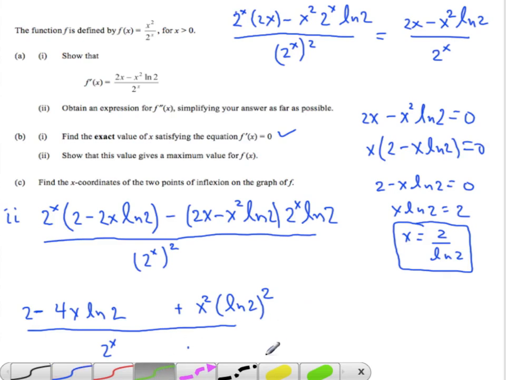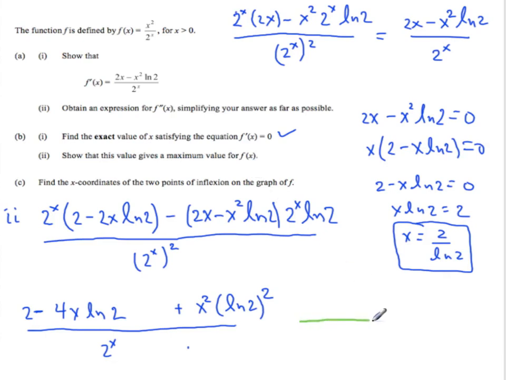Let's change some colors here. Show that this value gives a maximum at f of x. So if I take 2 over ln 2, if I pick something around ln 2, yeah, I can pick 1.